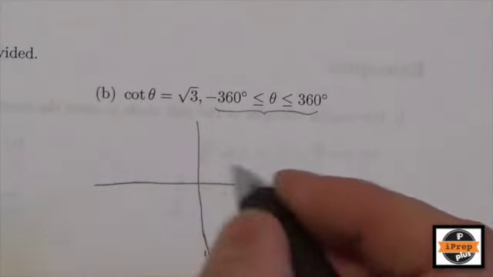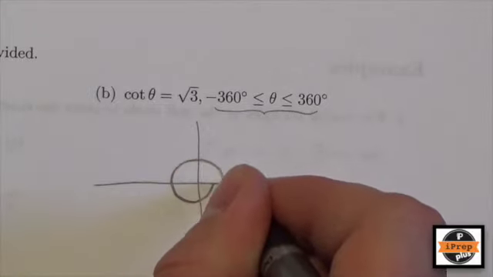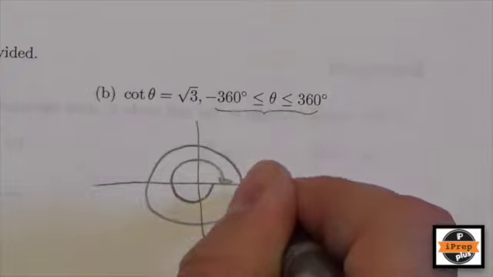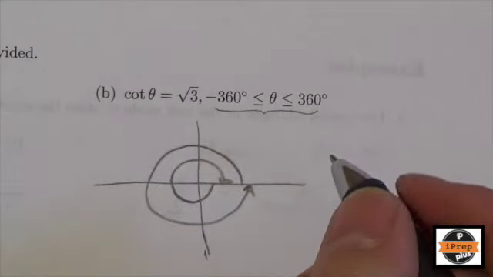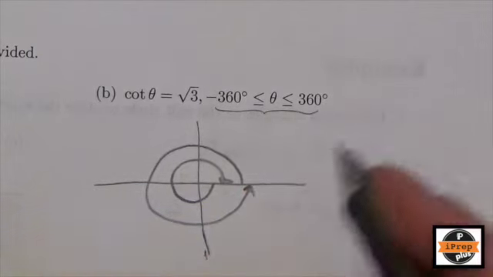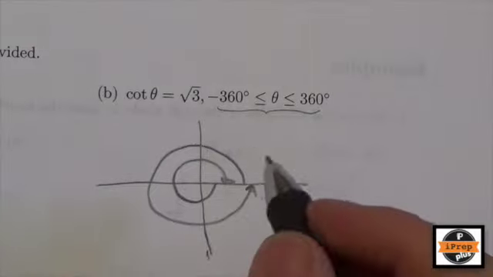What this is telling us is that my answer is going to be, first of all, in a negative full rotation out to a positive full rotation. Okay. So here's my negative 360, here's my positive 360. So I'm going to end up going around the circle twice.